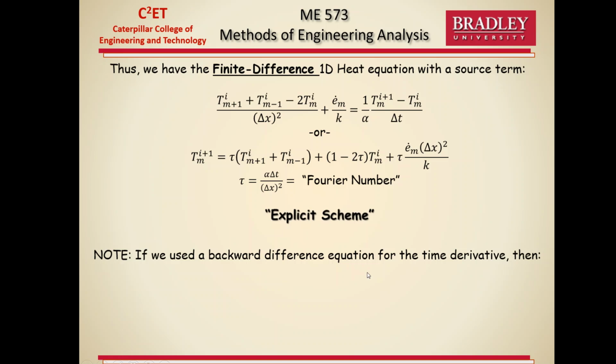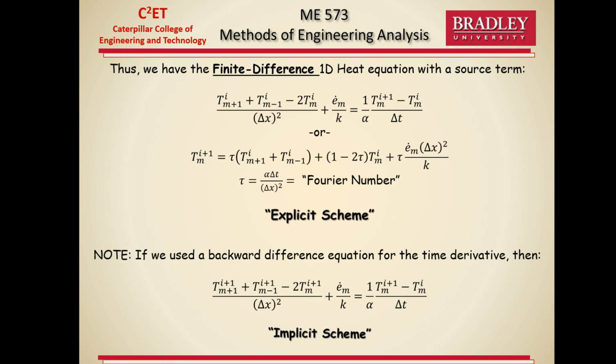If we were to use a backwards equation for the time derivative, then the equation looks a bit different, and it actually is an entirely different algorithm called the implicit scheme. Don't worry about this now. We will come back to this implicit scheme. If you try to look at that now, it might be a little confusing. For now, focus on this explicit scheme. It's a very easy equation to use to march forward through time and calculate the spatial temperature distribution across all the spatial nodes marching forward in time.